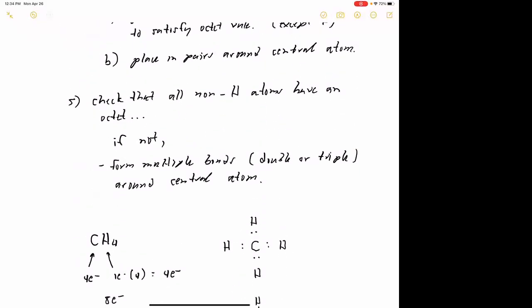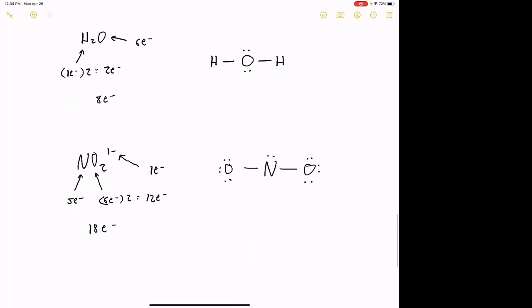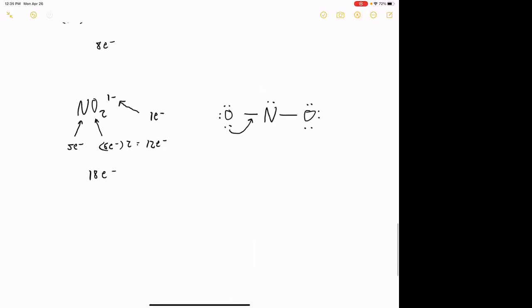It says check that all non-hydrogen atoms have an octet. And if it doesn't, then we want to look at forming multiple bonds, either double bonds or triple bonds, around the central atom. What that means is that I'm going to share another pair of electrons to make another bond. And I'm going to have to share it out from one of those oxygens into the nitrogen to get the nitrogen to an octet. I'll show you how I might do that. I might take that pair, for example, on that leftmost oxygen and share it back in to form another bond here. Okay, so now if I rewrite this, it might look something like this.